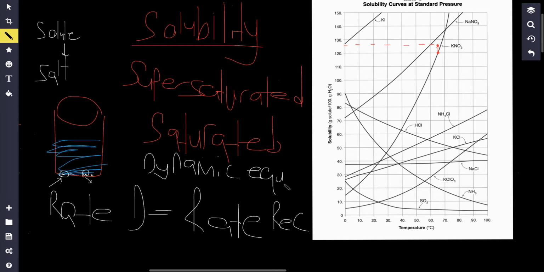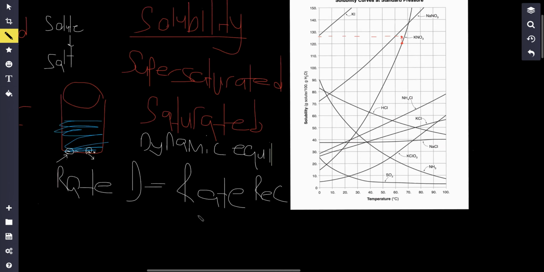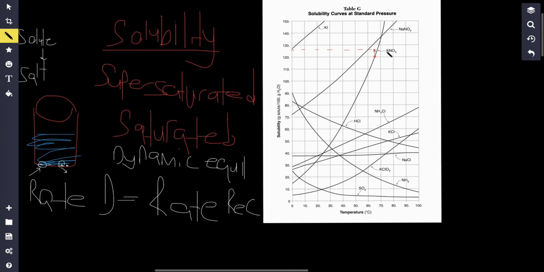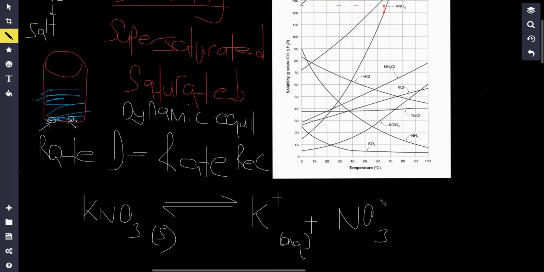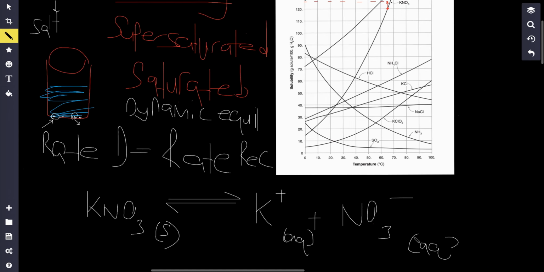equilibrium. And the way you express this is, let's say we're starting off with KNO3, and this is in the solid phase. This is going to be in equilibrium, so we show it with these arrows. This tells us that this is a reversible reaction, meaning that we can go both ways. And this is going to dissolve into the K+ ion, which is dissolved in water, and also into the NO3- anion, which is dissolved in the water. So this is how you would write it out in a chemical reaction.